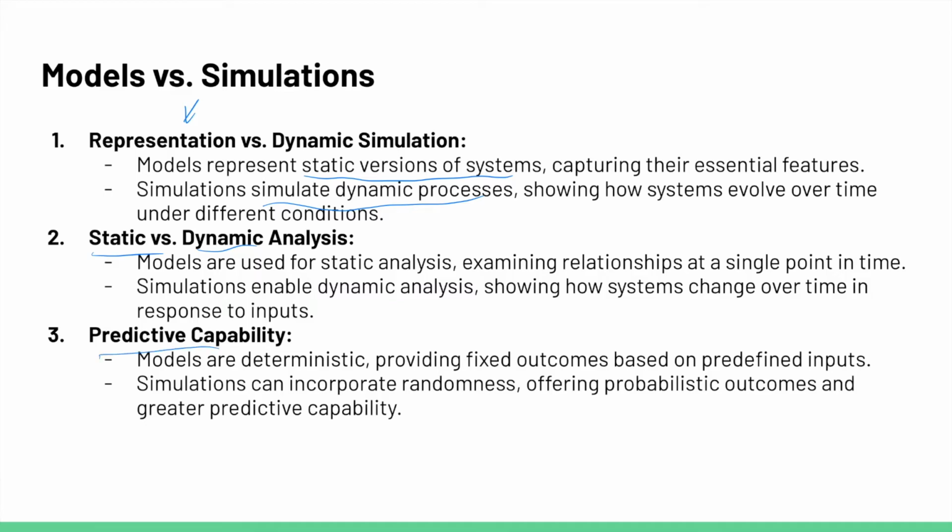In terms of predictive capability, models are deterministic, meaning that they provide fixed outcomes based on predefined inputs. Versus with simulations, we can throw randomness into the simulation. We can incorporate randomness, like allowing certain situations to occur at random. They're defined by random variables. And we can do that to see how a model is going to react in different scenarios, at different points in time. So we can have more probabilistic outcomes, outcomes that are varied and occur based on some probability of them happening, which allows us to have greater predictive capability.